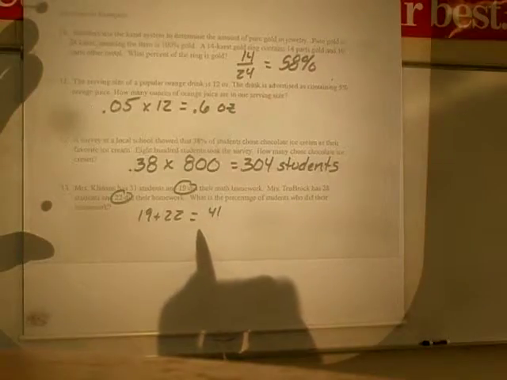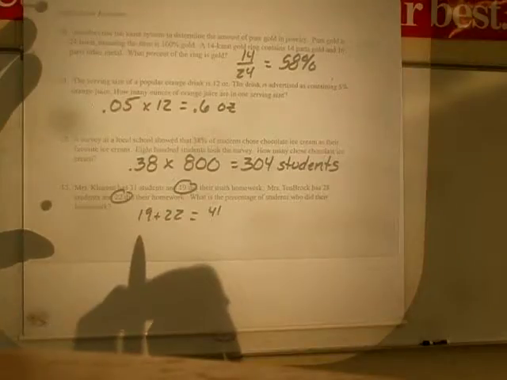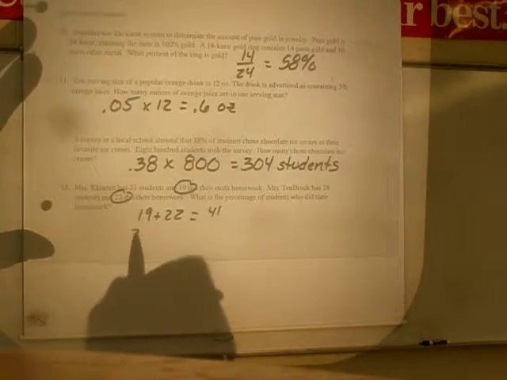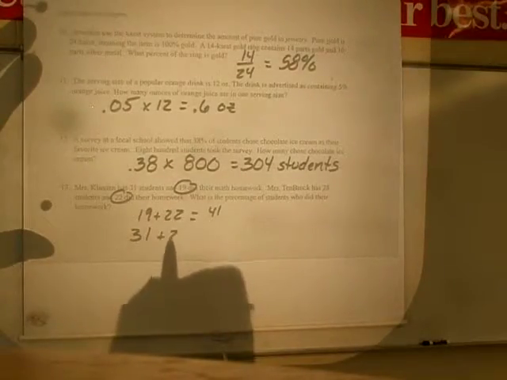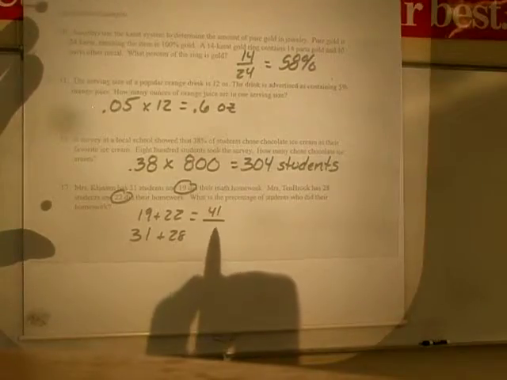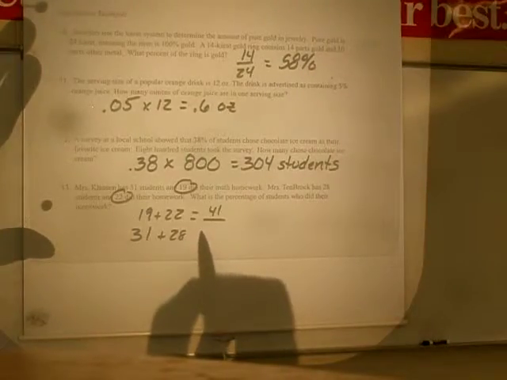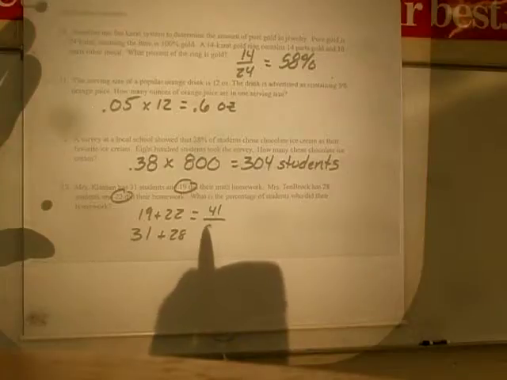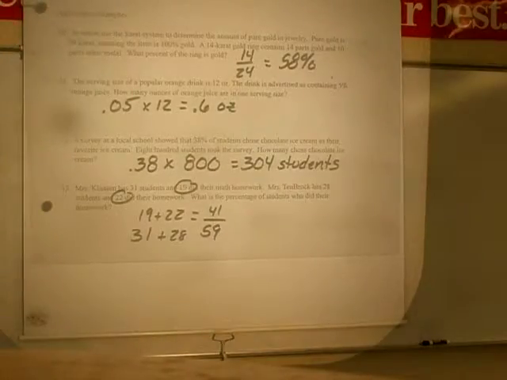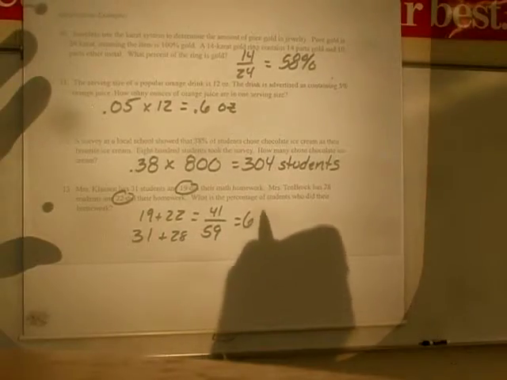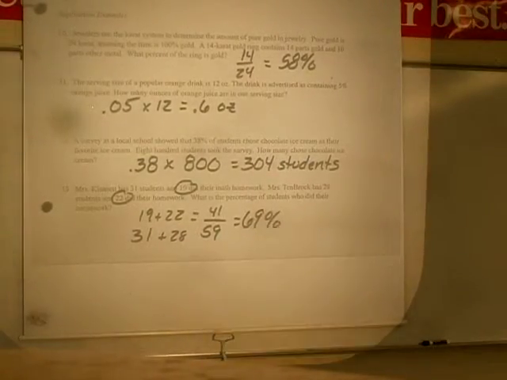And in total, there are 31 students in one class, 28 in another. So we have a total of 59 students, and 41 divided by 59, take a minute and divide that, and you end up with right about 69% of the students who did their homework.